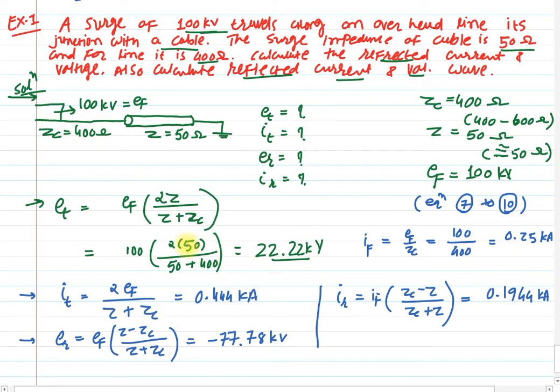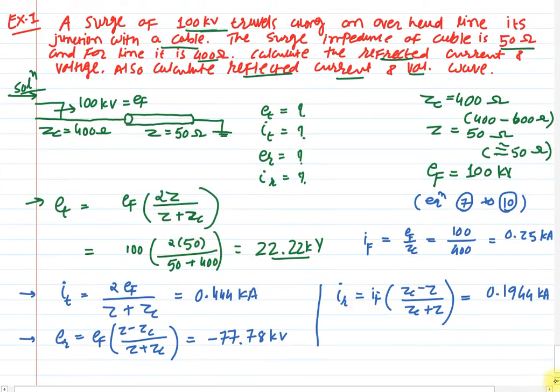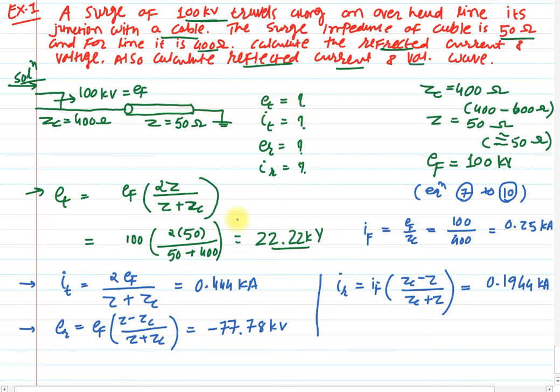Let us understand the example through the concept of theory. So just let me draw with a different color. Yes. So here we have considered that the transmission line is terminated with the cable having the impedance Z equal to 50 ohm and ZC is equal to 400 ohm, and one voltage wave which is traveling through the transmission line having a magnitude of 100 kV.